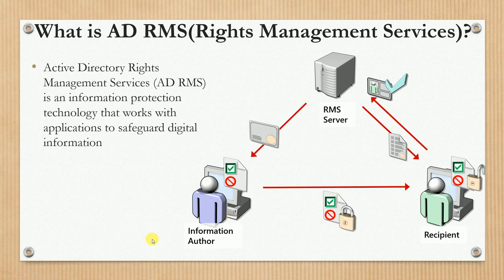Now how does it work? This is the information author, so here is your information, and if the user wants to access it, how will it work? It will go through the RMS server, and the RMS server will check whether the user has proper rights, whether it is an authorized user or not, and then the user can access the data. If the user is authorized, then only the user can read the data. If not, it won't be allowed, it will be access denied.